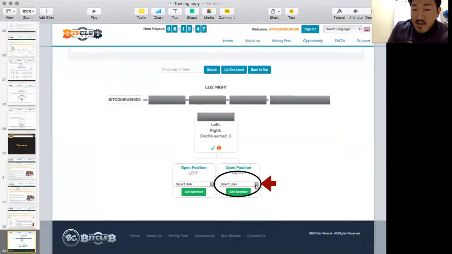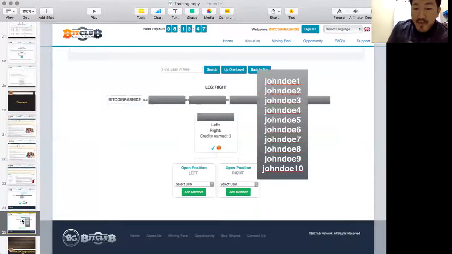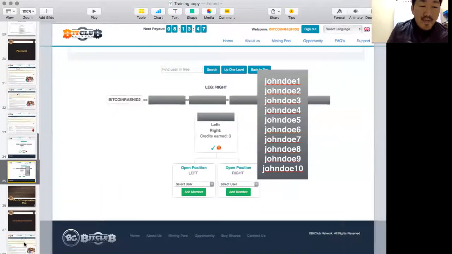If you click on this right here, a bubble will pop out. So let's say you bought 10 accounts, 10 of them will pop out. Then you get to pick who you want to put there. You can put the 10th, the 9th, or even the 1st. Then the next row. So that's for placement.